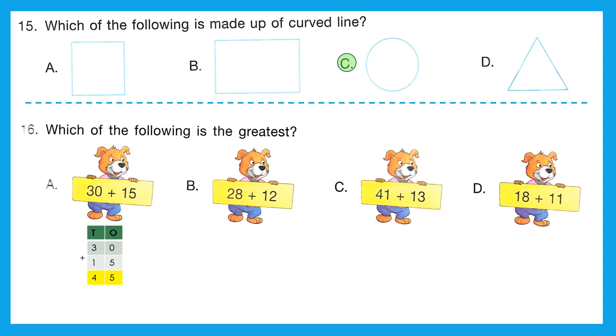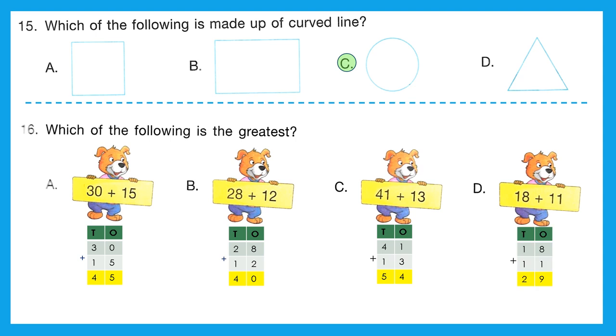So 30 plus 15 is equal to 45. Option B is 28 plus 12, which is equal to 40. Option C is 41 plus 13, which is equal to 54. And option D is 18 plus 11, that is equal to 29. So out of 45, 40, 54 and 29, which is the largest number or which is the greatest number? It is 54. So option C is the correct option.